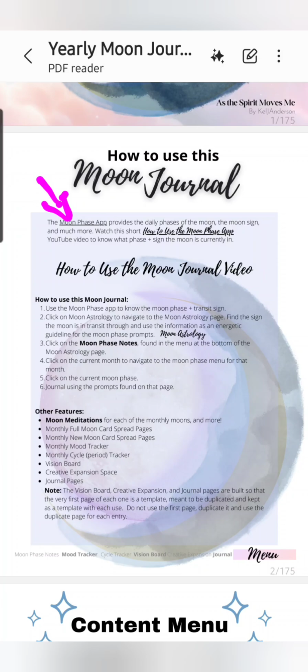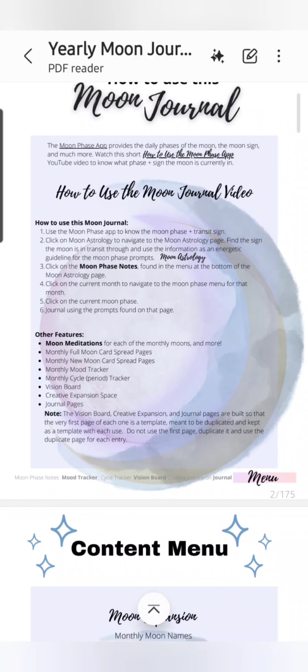There's a link there to that app where you can download it, and then you click on this lovely little video link here that will show you how to use that app so that you can determine what phase the moon is in and what zodiac sign the moon is in transit through. And I will explain more about that coming up here. This section here is this video that I'm recording right now. So that will be linked in the planner for folks who are learning how to use it.